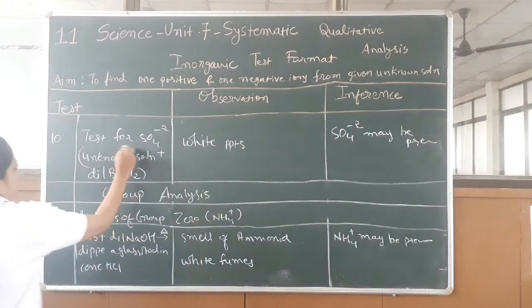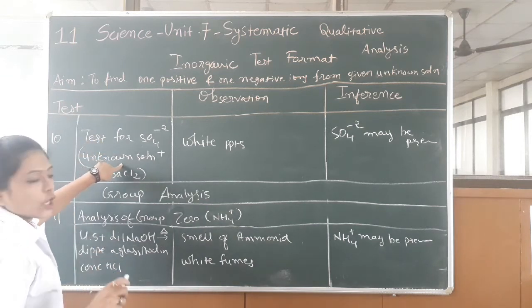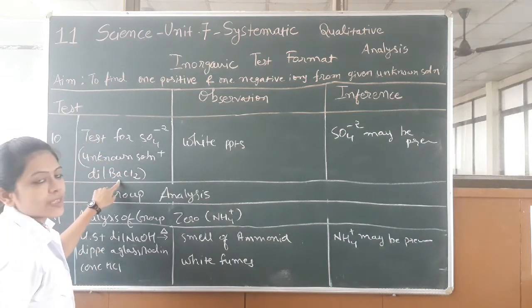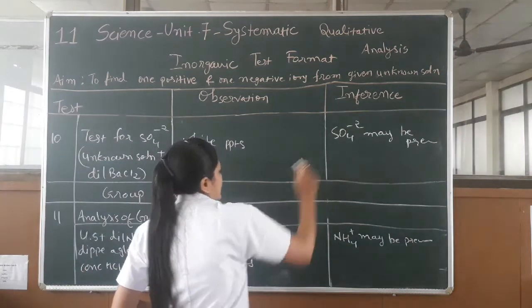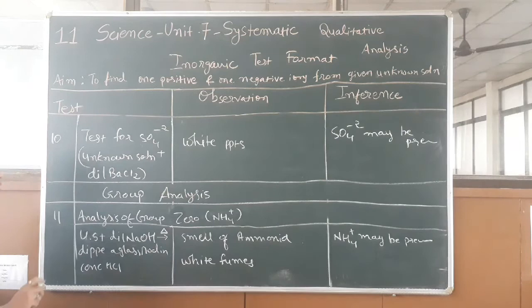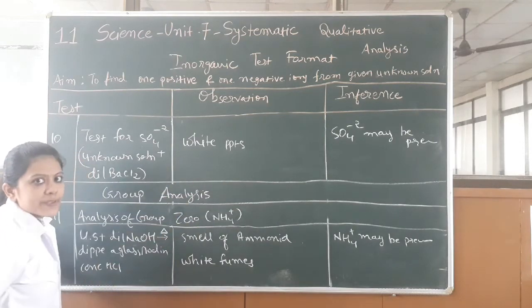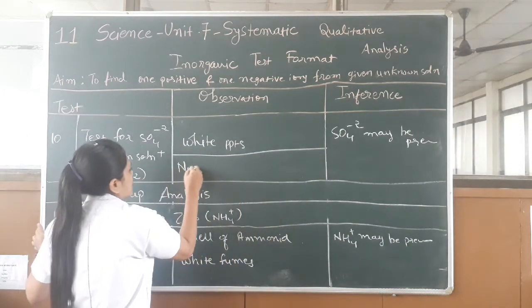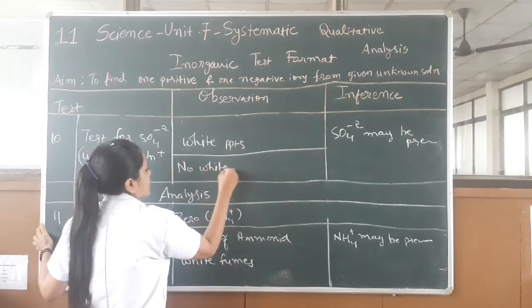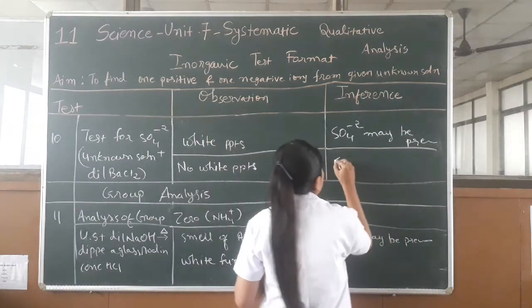The 10 number test is for SO4 2-. You have to take the unknown solution, then add dilute BaCl2. If white precipitates, then SO4 2- is present. And dear students, I forgot to tell you, if you didn't get any white precipitates, you have to write no white precipitates. Then SO4 2- is absent.